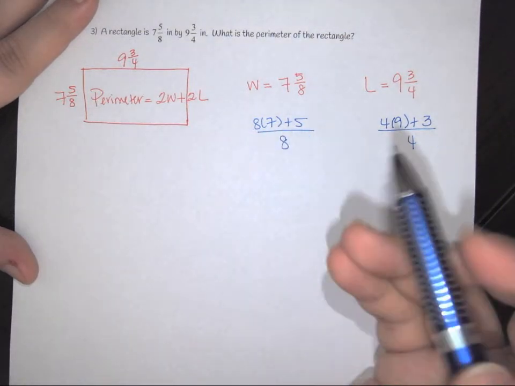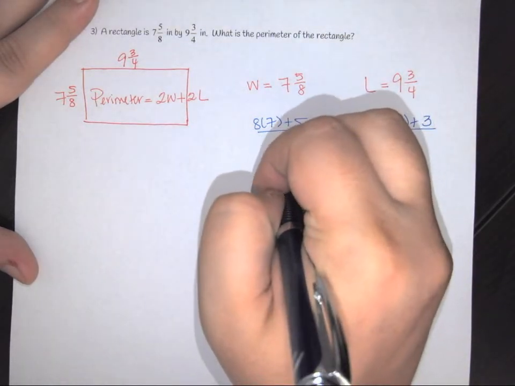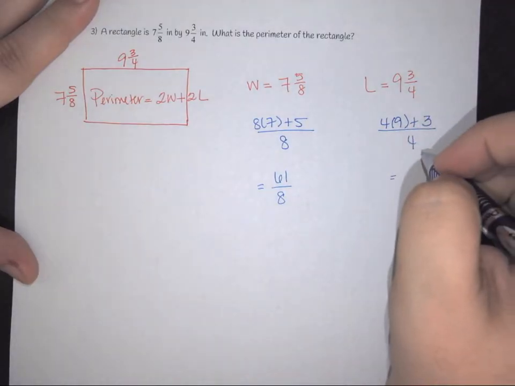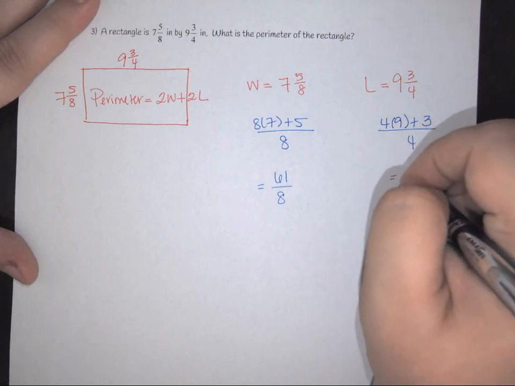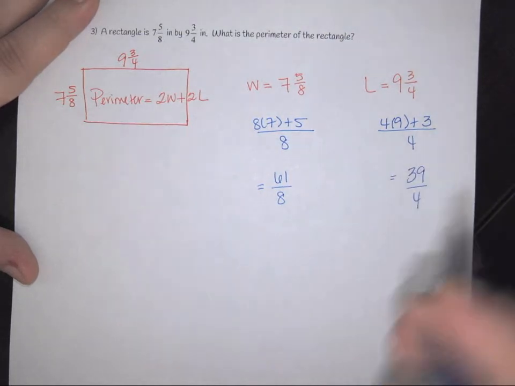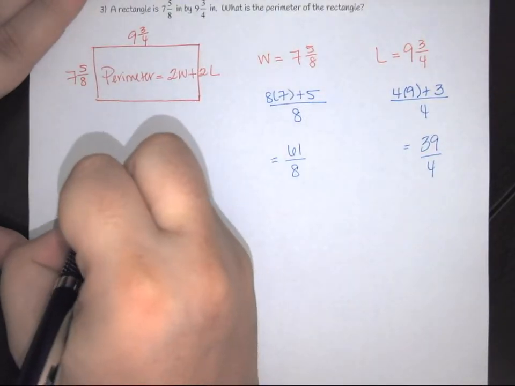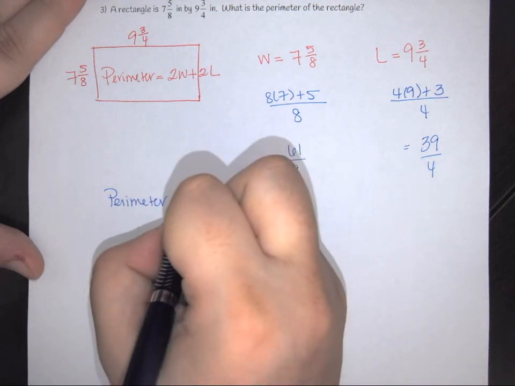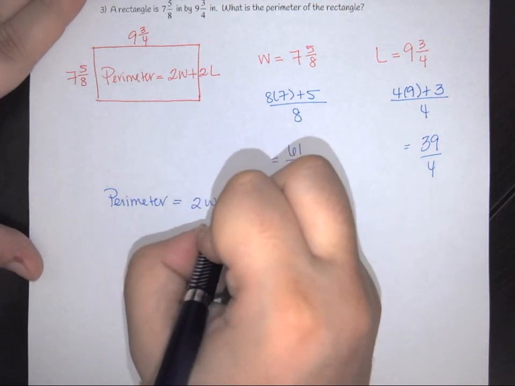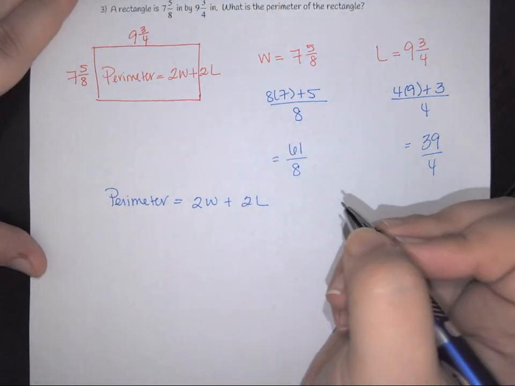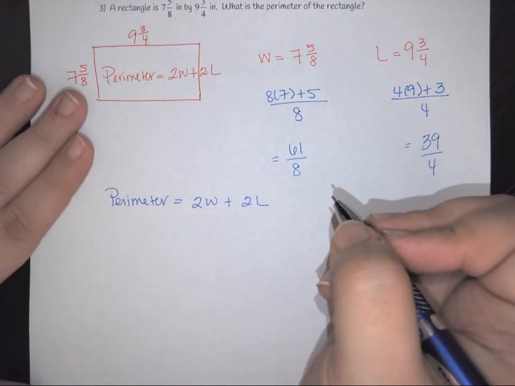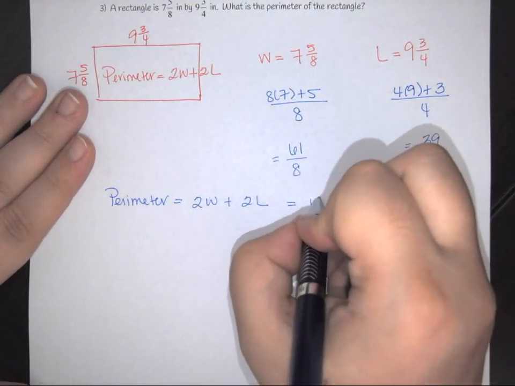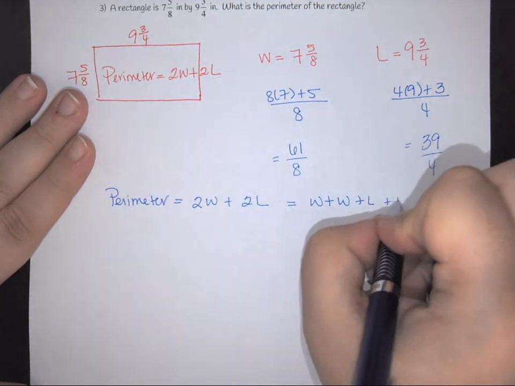So here, 8 times 7 plus 5 is going to give me 61 over 8. And 4 times 9 plus 3 is going to give me 39 over 4. So when we're talking about perimeter, we are talking about twice the width plus twice the length. The other way that we can look at that is width plus width plus length plus length.